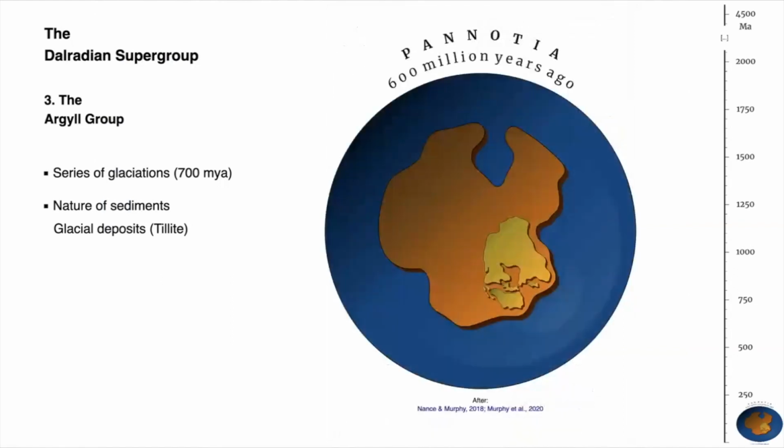Let's remember that sometime in this period, the supercontinent Pannotia also assembled and then broke up, and this occurred over a very short period of time. So the tectonics involved in the formation and destruction of Pannotia may also have affected the deposition environment of the Dalradian supergroup.